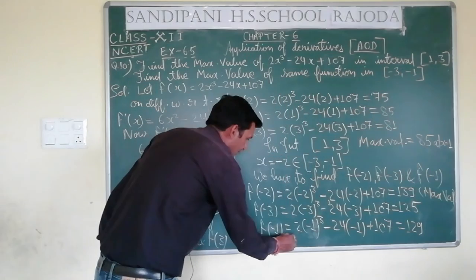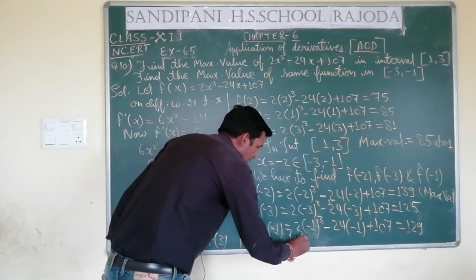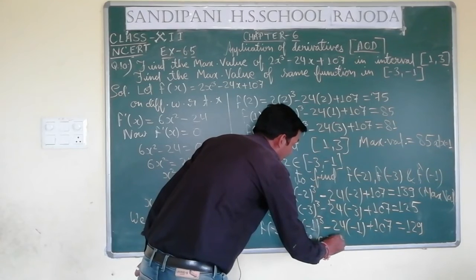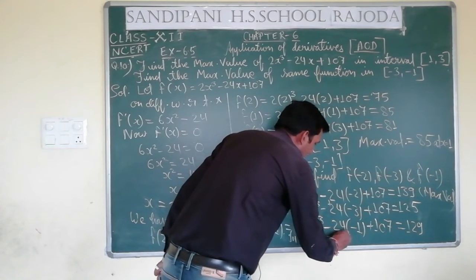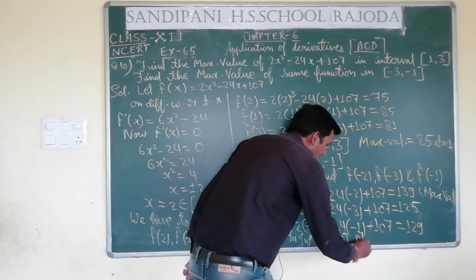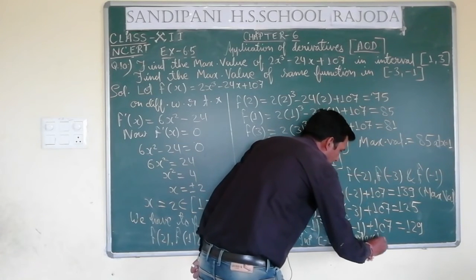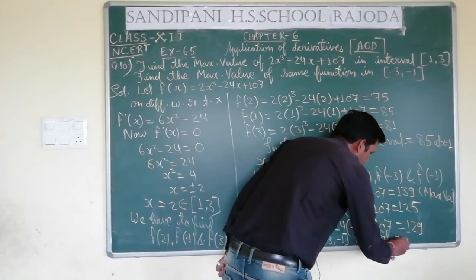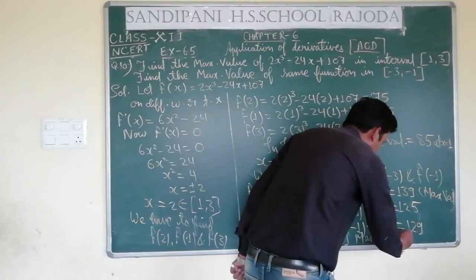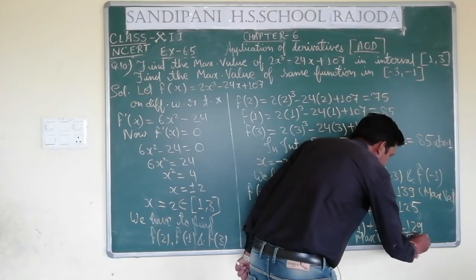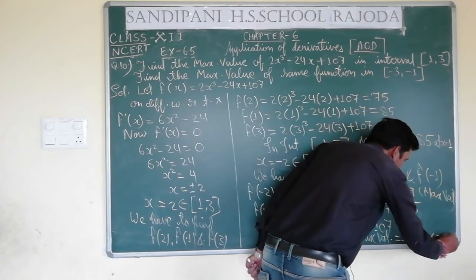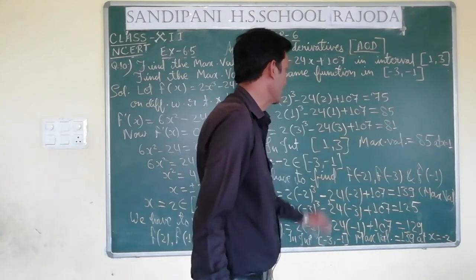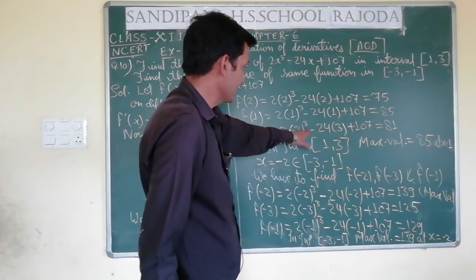So in interval minus 3 comma minus 1, maximum value is equal to 139 at x is equal to minus 2. This is another answer, 139 in this interval, minus 3 comma minus 1. Let us discuss this once again. Here somewhat confusion is there.